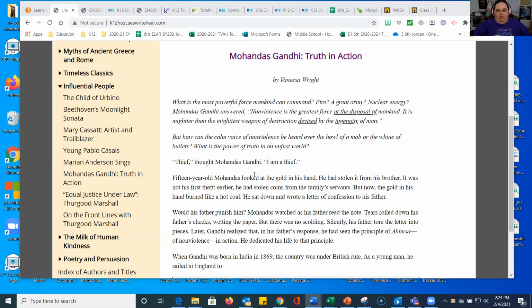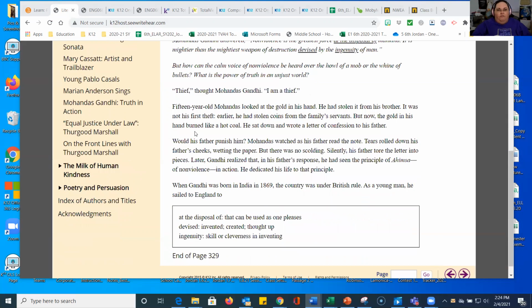"Thief," thought Mahatma Gandhi. "I'm a thief." Fifteen years old, Mahatma looked at the gold in his hand. He had stolen it from his brother. It was not his first theft. Earlier, he had stolen coins from the family servants. But now the gold in his hand burned like a hot coal.